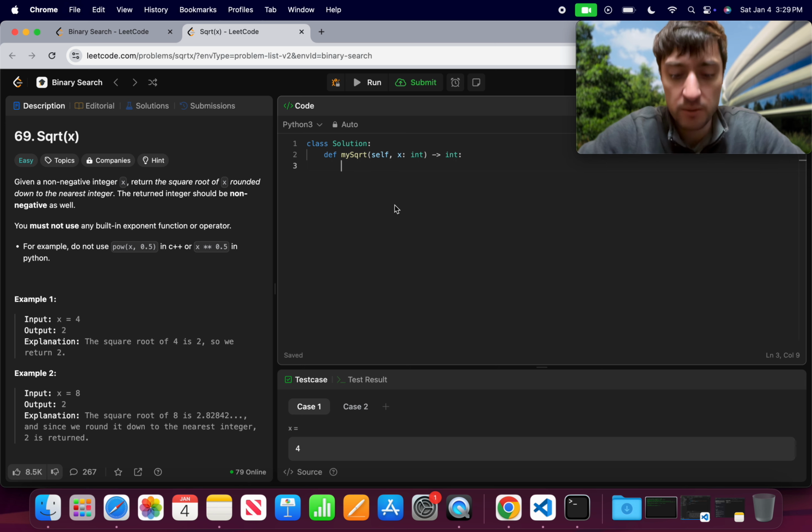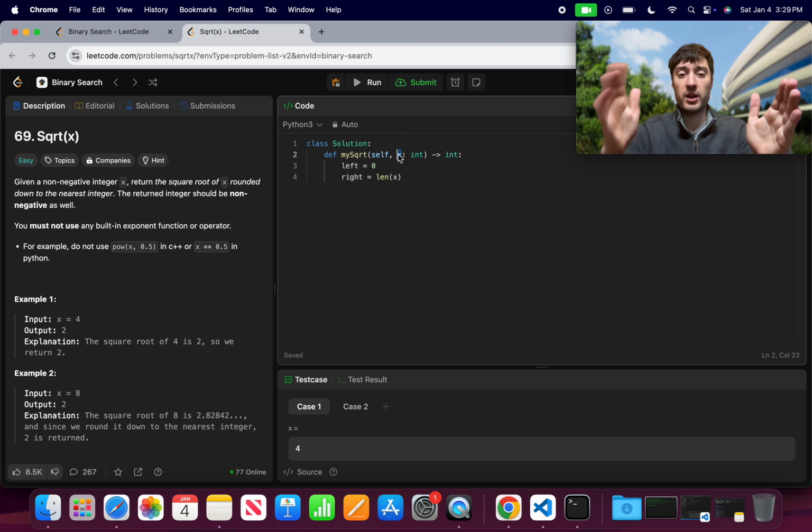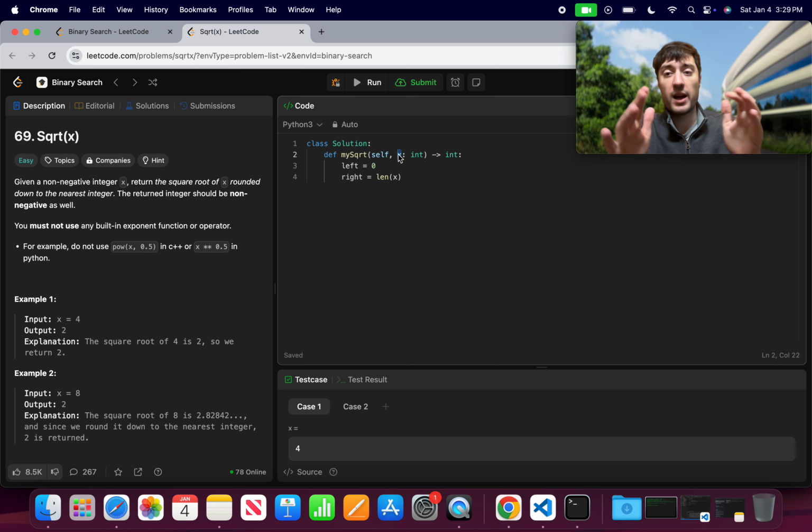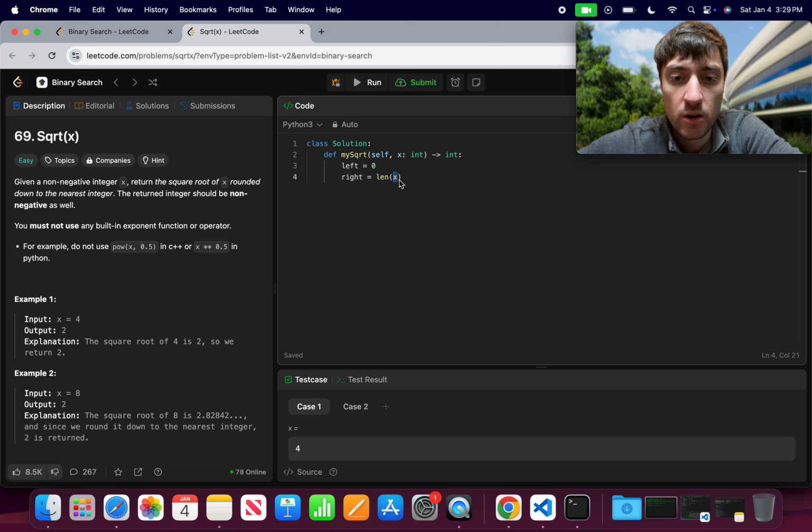Okay. So anyways, now to actually implement this. Left equals 0, right equals length of x. So I'm starting the range between 0 and x, so 100. No, x is an integer, so this is not a list. Those would just be x.